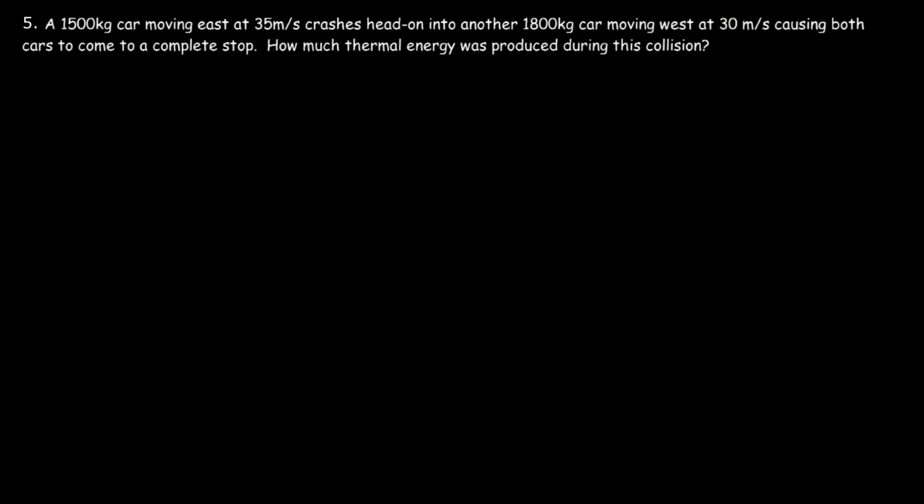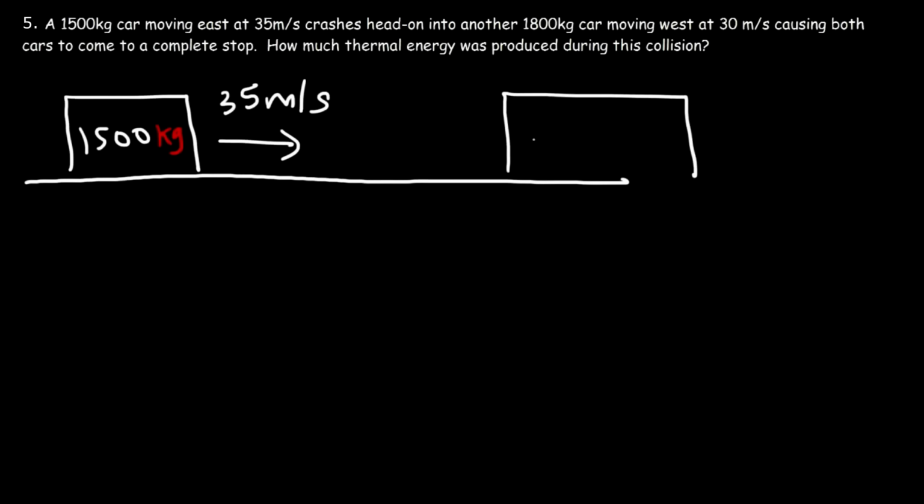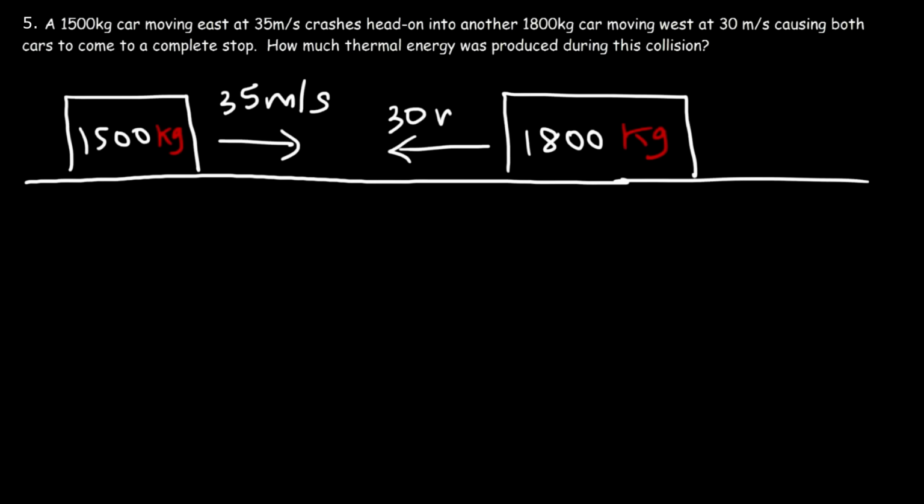Now let's move on to this problem. A 1500 kilogram car moving east at 35 meters per second crashes head-on into another 1800 kilogram car moving west at 30 meters per second, causing both cars to come to a complete stop. So let's turn this into a picture. This is the 1500 kilogram object. It's a car, but I'm just going to draw a box. And it's moving east at 35 meters per second. And then we have another object, which is 1800 kilograms. And this vehicle is moving west at 30 meters per second. So they collide and they come to a complete stop.